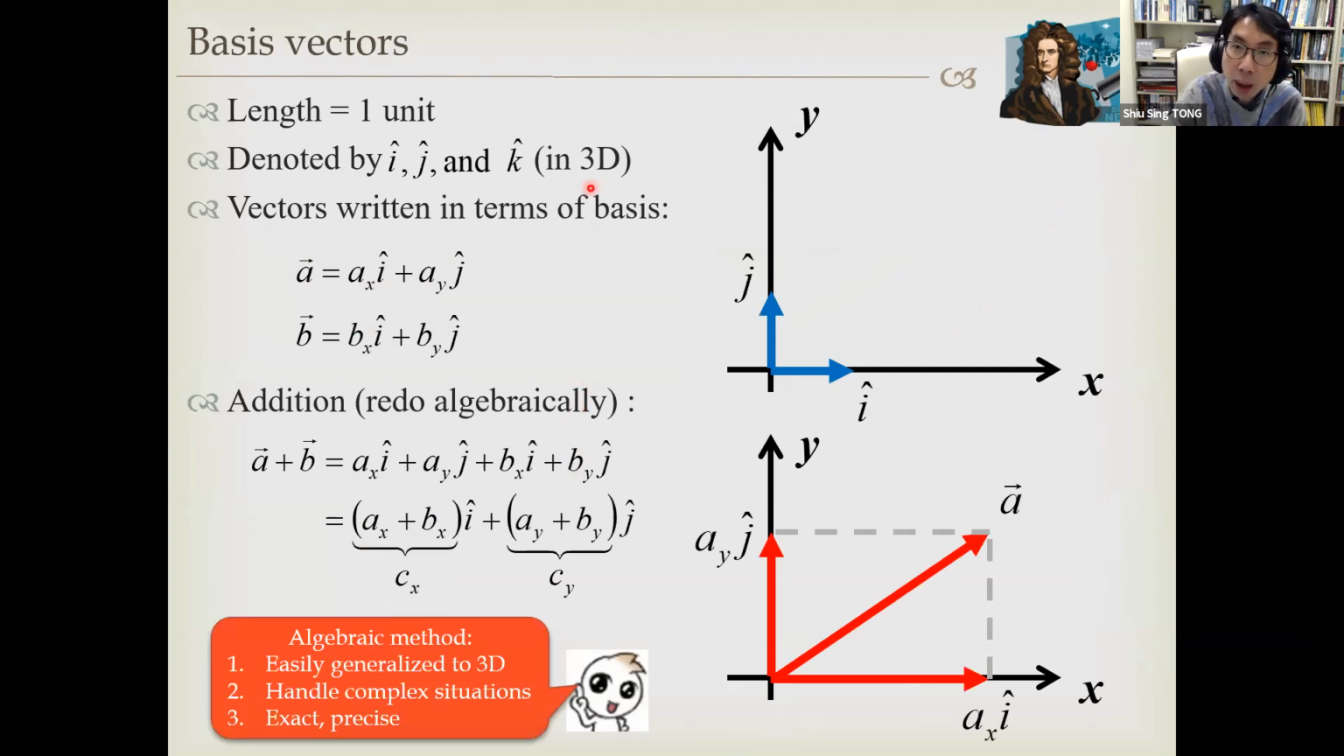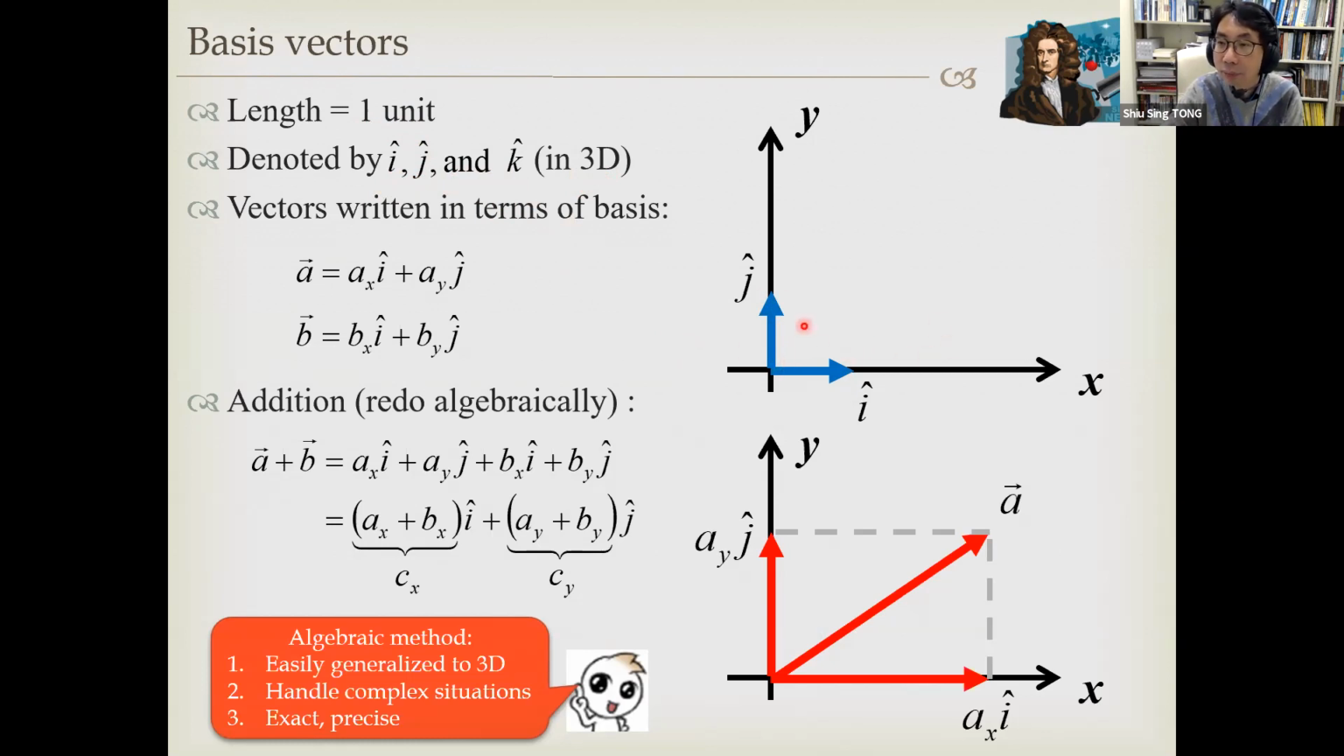Now we will introduce to you the language of basis vectors. We probably will like to express our vector in terms of the basis vectors. The basis vectors are vectors of unit length. The magnitude is by definition 1. And in 3 dimensions, we denote the basis vectors i, j, k. i, j, k are the unit vectors along the x direction, y direction, and z direction respectively.